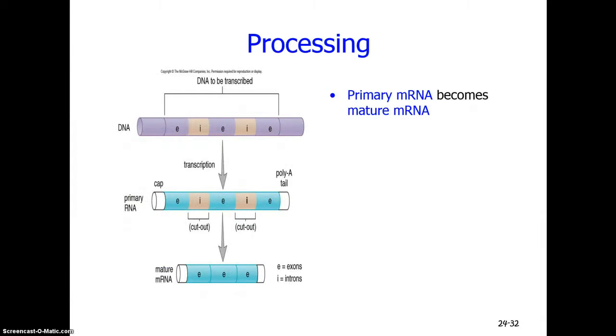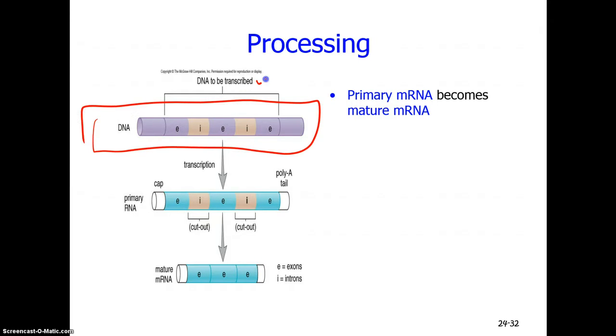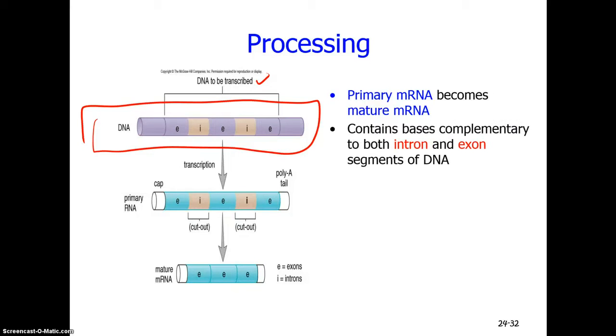Okay, so we need to talk about processing of this mRNA. First of all, we're going to start here with the DNA. This is the DNA that's going to be transcribed. This is the section that holds the genetic information that we want to be coded for. Now there are these things called introns and exons.